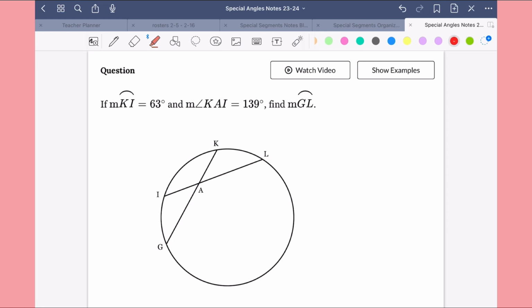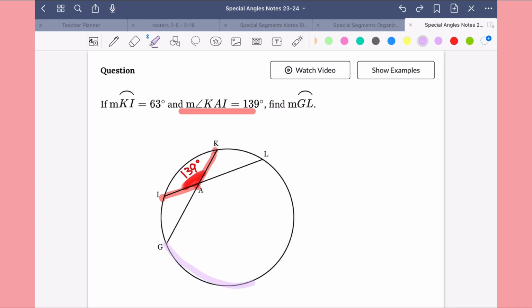All right, my angle, I always do my angle first. Angle is KAI. So here's my angle. And actually, they gave me my angle this time. It's 139 degrees. Okay. And then we have arc KI and arc GL. GL is clearly much bigger than KI. So GL is all this.